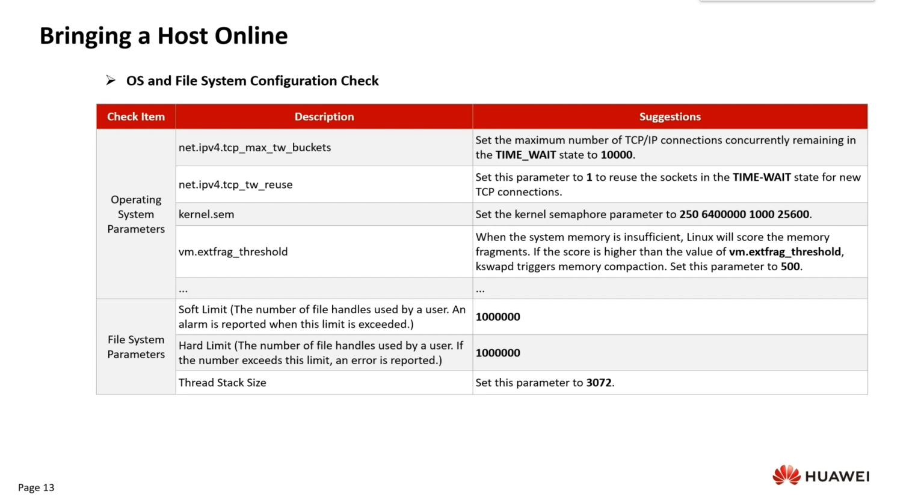In terms of operating system parameters, net.ipv4.tcp_max_tw_buckets indicates the maximum number of TCP/IP connections concurrently remaining in the time-wait state. The recommended value is 10,000. net.ipv4.tcp_tw_reuse indicates whether the sockets in the time-wait state can be reused for new TCP connections. There are also kernel semaphore and system memory parameters. These operating system parameters are critical to a running database and will be automatically configured and checked by the management platform. In terms of file system parameters, the soft and hard limits for file handles and the stack size of the thread pool must be large enough to ensure that the GaussDB instance runs normally.